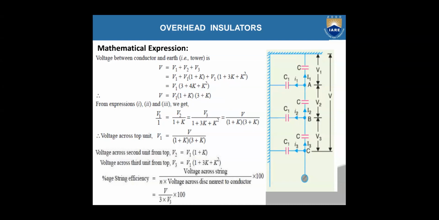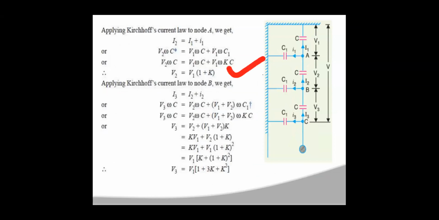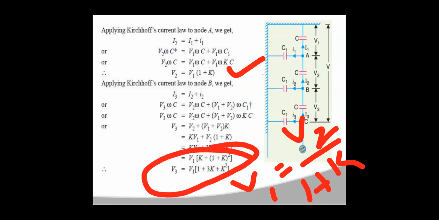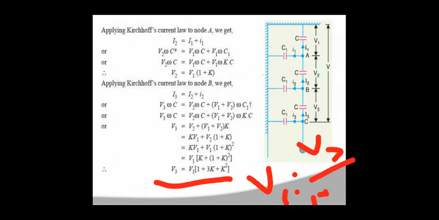Now, from the three equations in the previous case, we have V2 in terms of V1. So this can be written as V1 is equal to V2 by (1 plus K). From the third equation, V1 is equal to V3 by (1 plus 3K plus K square) you can write.